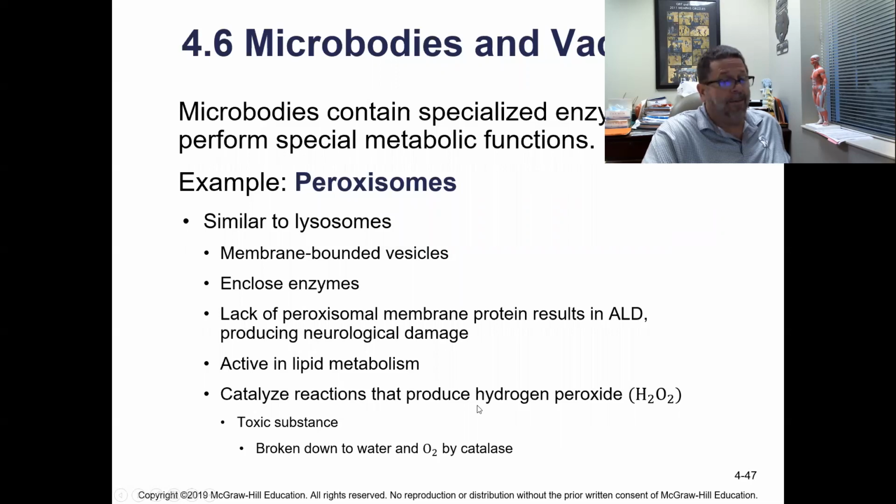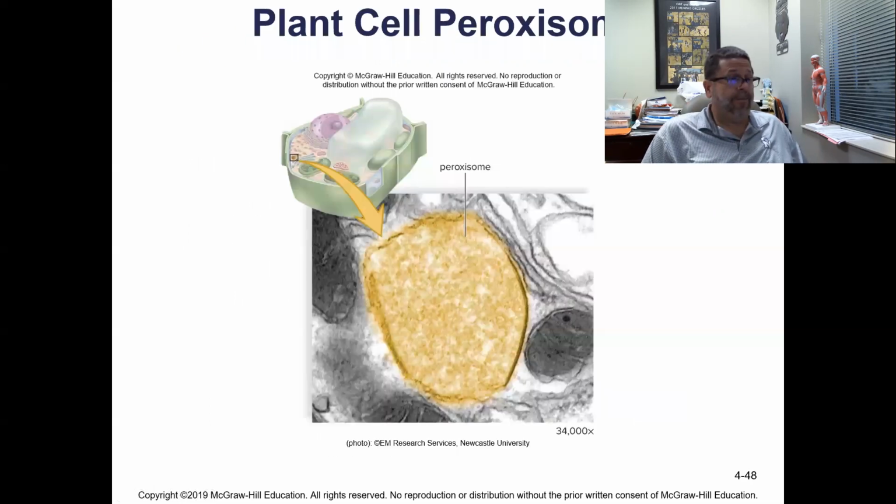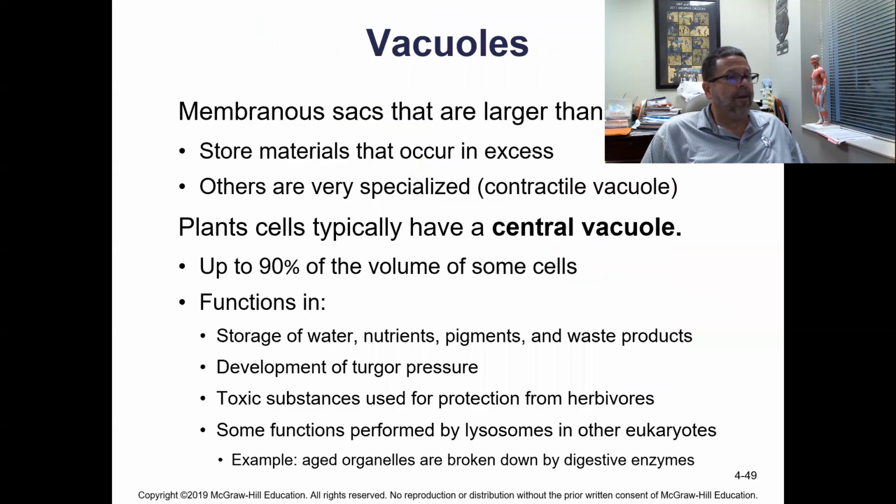You don't want that around, but it breaks it down into water and oxygen by an enzyme called catalase. Okay, so they're made differently and have different functions. They help break things down, but they're not completely intracellular digestion. They're active in lipid metabolism and breaking down hydrogen peroxide and free radicals. So that's pretty cool. Here's a peroxisome, showing it to you in the cell.